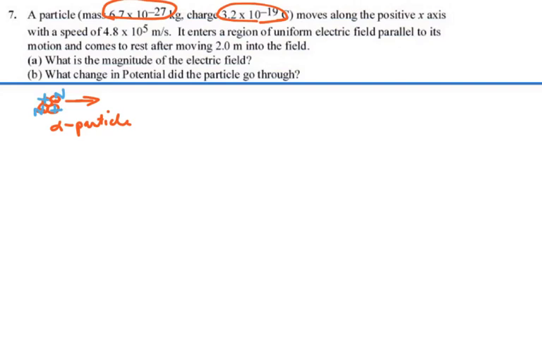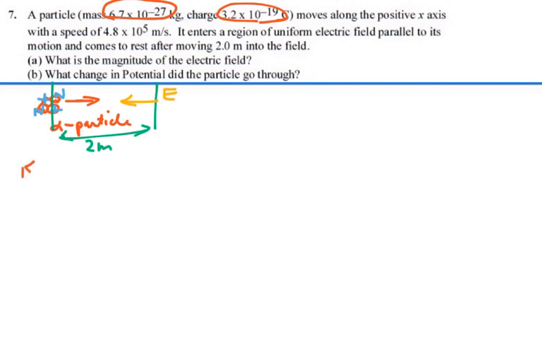And it's going to move 2 meters before it stops, which must mean, since it's a positively charged particle, that the electric field must be working against it. So the electric field is going, as I'm drawing it here, in the negative x direction, as this is moving in the positive x direction. Sounds good. And it starts off with initial kinetic energy, ending up with no kinetic energy.